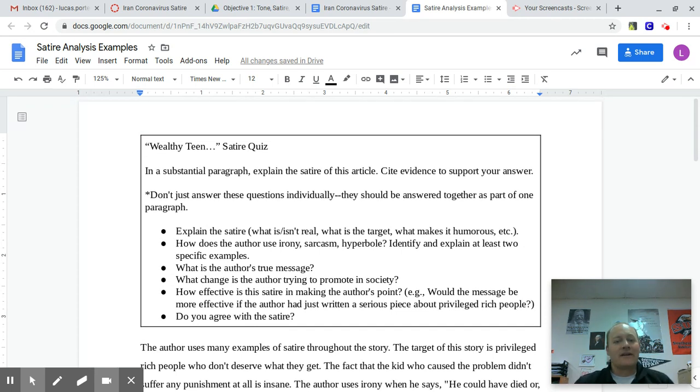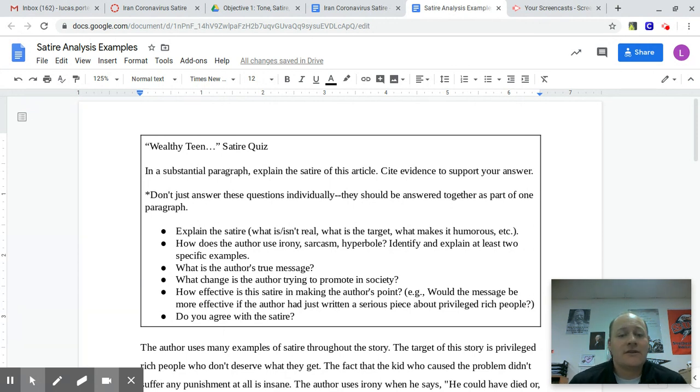Just a quick reminder: satire is the author giving their point of view in a roundabout way. Remember that they're looking at a story. It may or may not be real. Most of them are not going to be real. Okay, keep that in mind. And targeting something in society that they think needs to change.